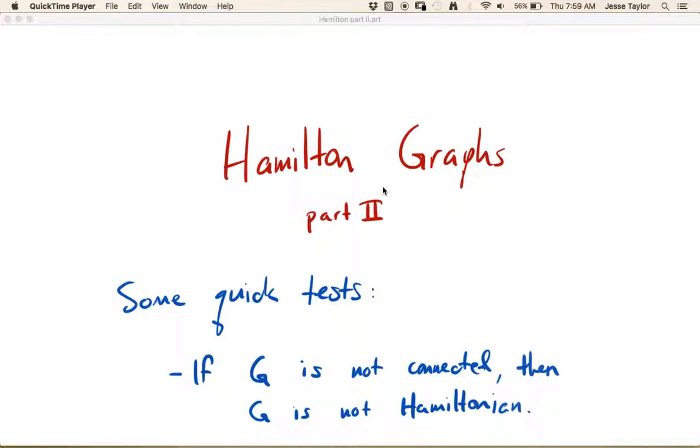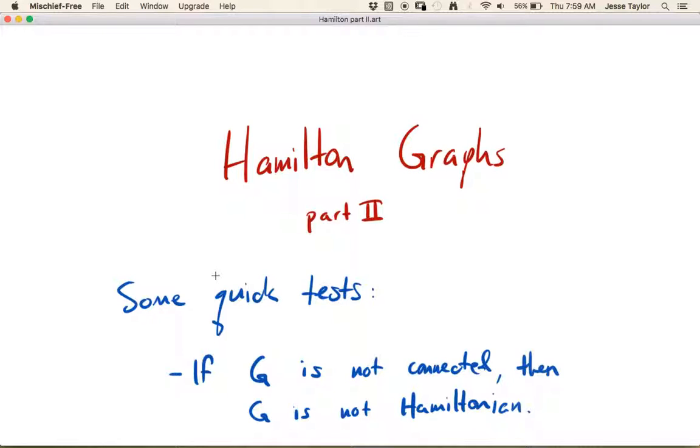This is video number 2 about Hamilton graphs, or Hamiltonian graphs. We learned last time that a graph is Hamiltonian when it contains a Hamilton circuit, that is, a circuit, or a cycle rather, that goes through every vertex of the graph. So in this video we want to learn some tests for us to distinguish when a graph is Hamiltonian or not. So here are a couple.